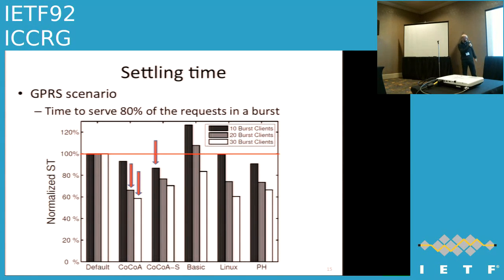So these are the results for the GPRS scenario, and as you can see, CoCoA provides the lowest settling time for 20 and 30 burst clients, whereas CoCoA-S, which is a little bit more aggressive, performs the best in the lowest congested scenario. Also, as you can see, the Linux and PIC Hopper RTO algorithms perform quite well in this scenario. However, if we look at the next slide, please.